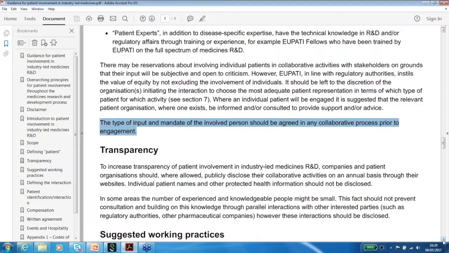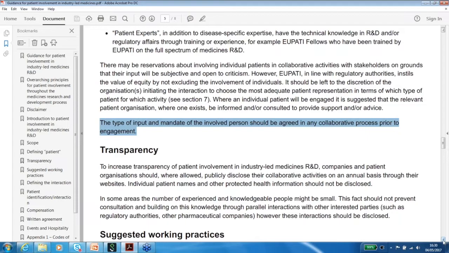But I think it's come to a time now where we, as an industry, need to start sharing what we're doing. As I mentioned previously, we have those 22 case studies from EUPATI, but it's a drop in the ocean. There's a lot more going on, but I think we need to be more open to sharing that information. That's something that I'm trying to drive within GSK.